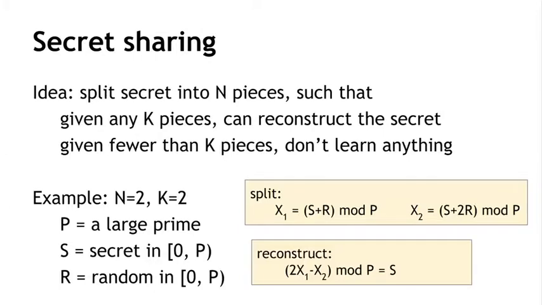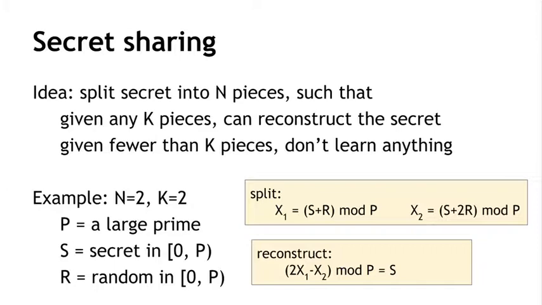Okay. And now if we have both of these shares, x1 and x2, we can combine them to reconstruct the secret s. What we do is we compute 2 times x1 minus x2 modulo p. So 2 times x1 is 2s plus 2r, and x2, which we're subtracting off, is s plus 2r. And so we have 2s minus s. That leaves us with an s. We have 2r minus 2r. And so the 2r's cancel out, and we're left just with s mod p, which is equal to s, because s is less than p. And so we can reconstruct the secret in this way. So given two shares, we can reconstruct.